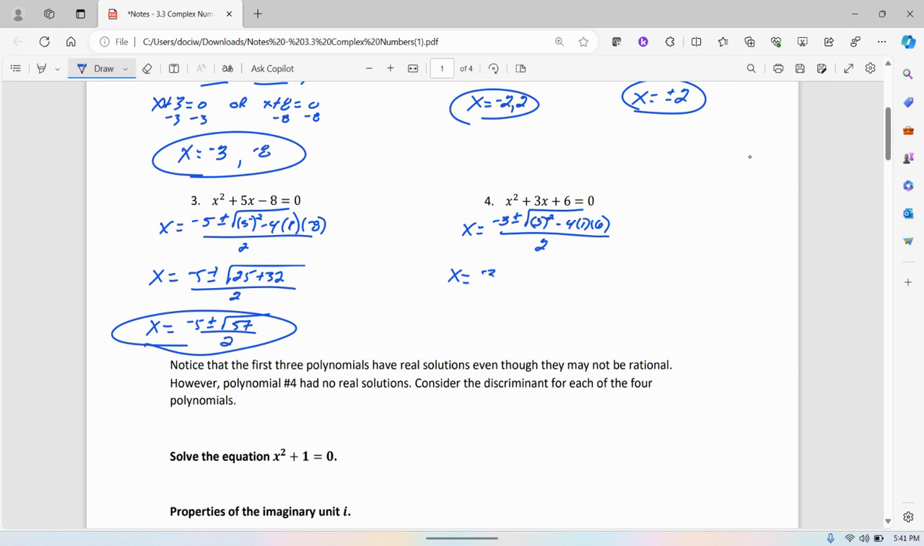x equals negative 3. Now, underneath the radical, you'll notice that we've got 3 squared, which is 9, minus 4 times 1 times 6 is 24, all divided by 2. So x equals negative 3 plus or minus the square root of negative 15 all over 2.